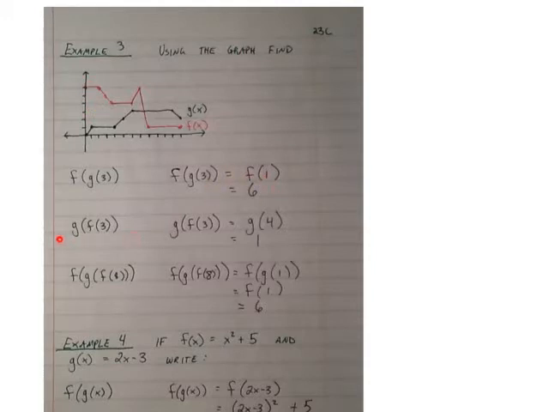And I did the same thing for g of f of 3, and then I did another 3-piece composition, so f of g of f of 8. So for f of 8, I went all the way over to 8, the function value is 1 there, so now I need to find g of 1, which is 1, and now I need to find f of 1, which is 6.